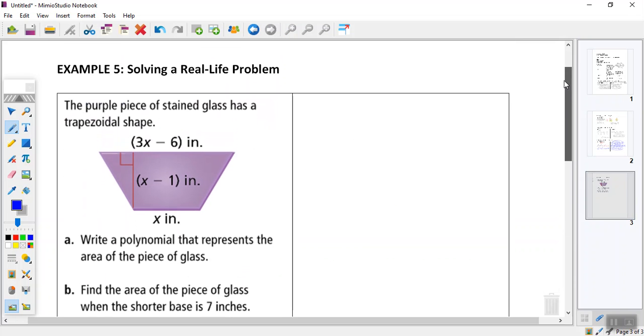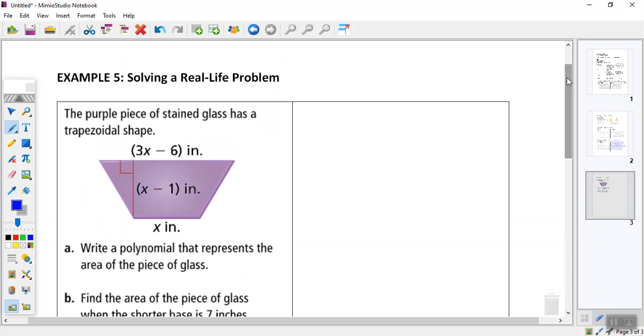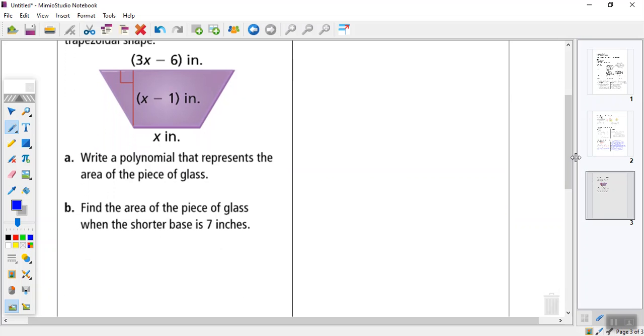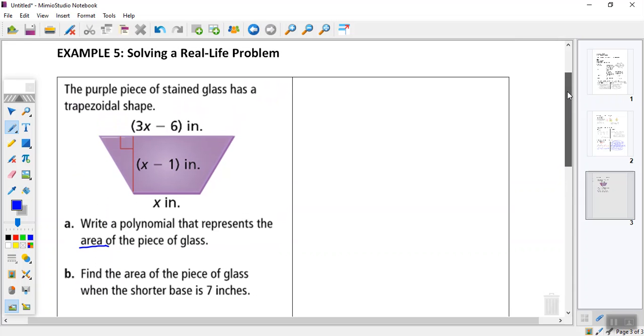I like this example, kids. So solving a real life problem up there. Guys, what kind of shape do you see shaded in purple there? It's a trapezoid. It says the purple piece of stained glass has a trapezoidal shape. It says, write a polynomial that represents the area. Okay. This is going to test you right here. Anybody recall the area formula for a trapezoid?